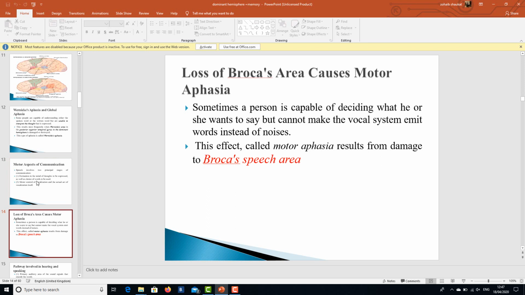Now, what happens if there is loss of Broca's area, which is causing motor aphasia? Sometimes a person is capable of deciding what he or she wants to say, but cannot make the vocal system emit the words which are suitable according to the thoughts, and instead of the words makes noises. This effect is known as motor aphasia, and it results from damage to Broca's speech area.